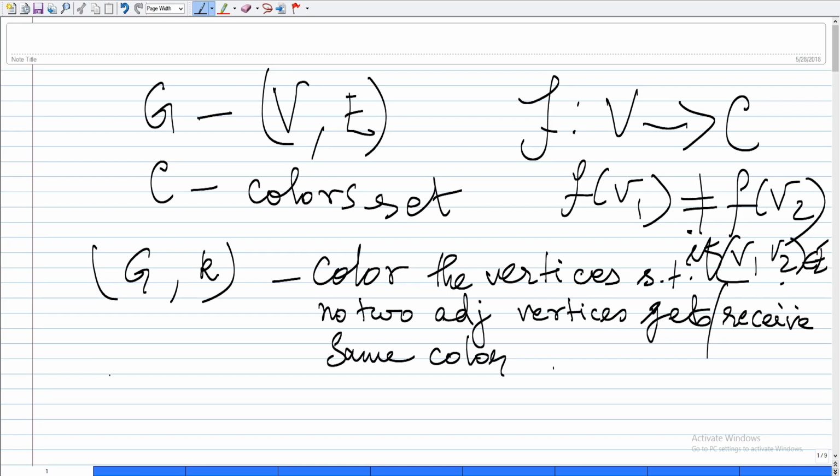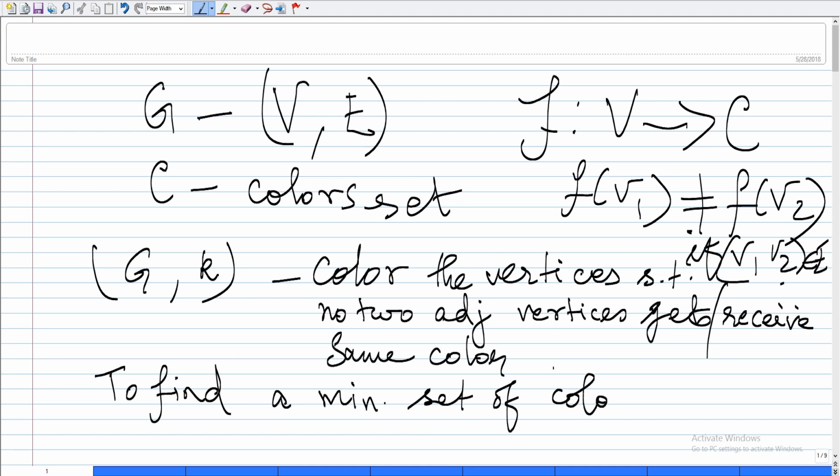So to find a minimum color set, so a minimum set of colors, right. This is what you already know, this concept, so now we will go a bit faster. So can we go for some special classes?